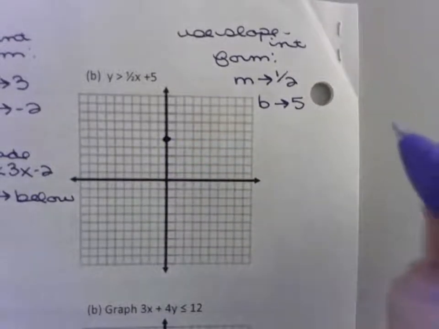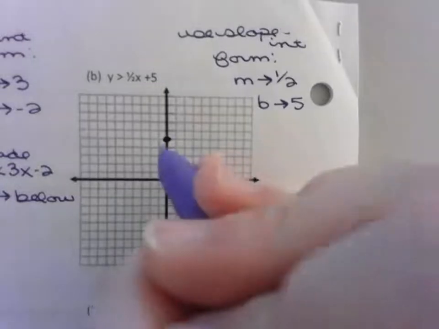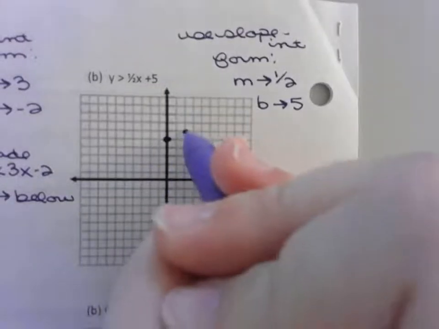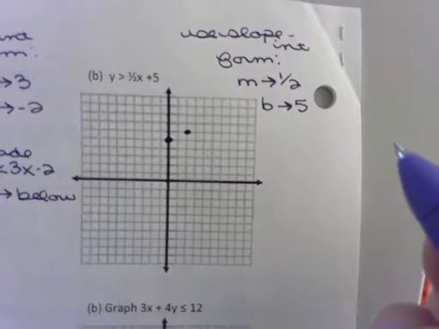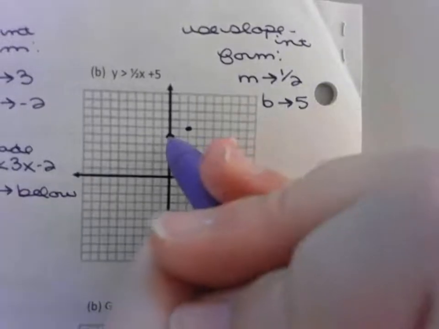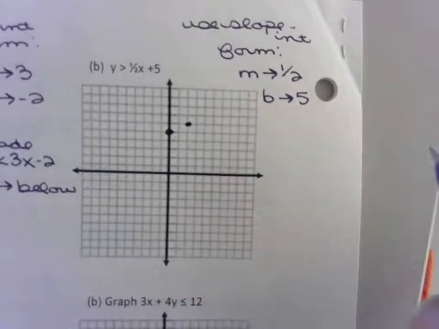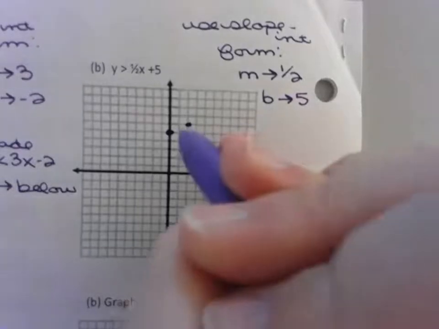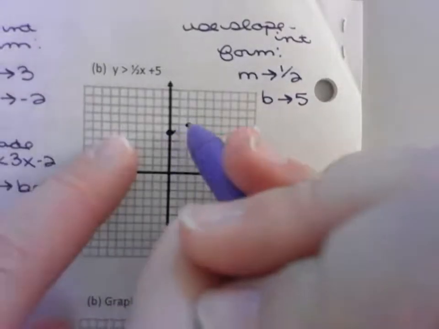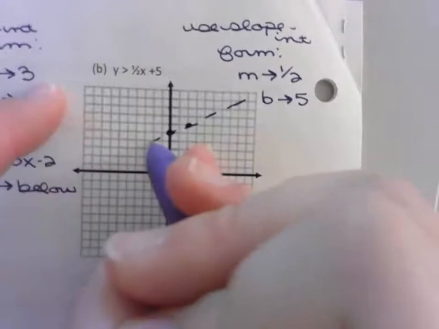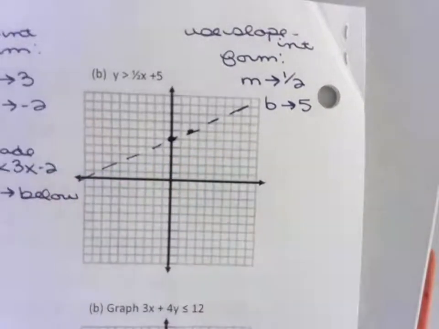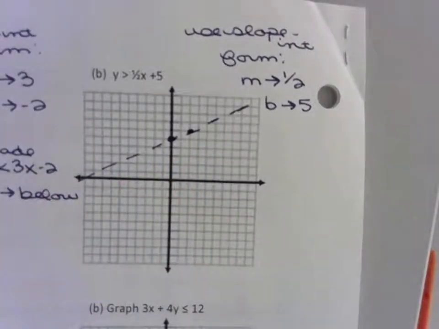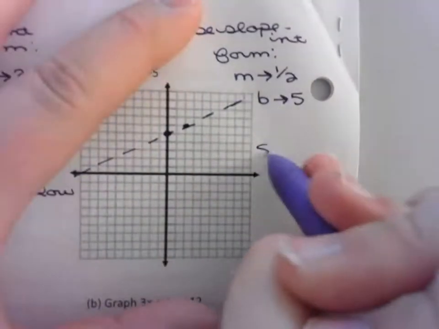How do I get my next point? Up 1, right 2. Rise over run. My slope is a positive 1/2, so my line should be going uphill. Dashed or full line? Dashed, because it's just greater than. It's not equal to. So dashed line. And then check your shading.